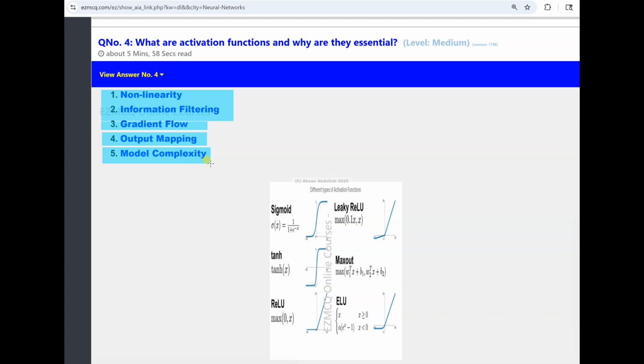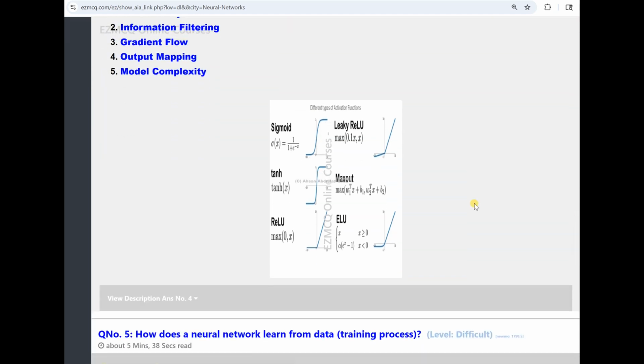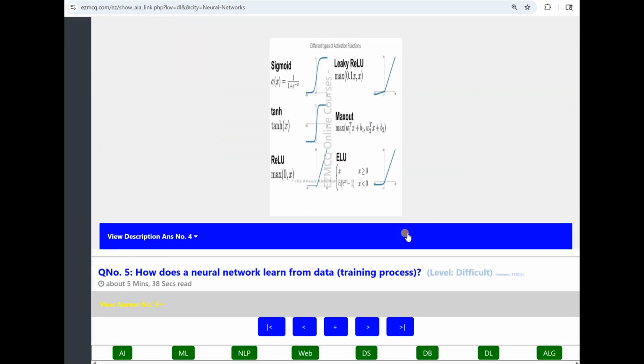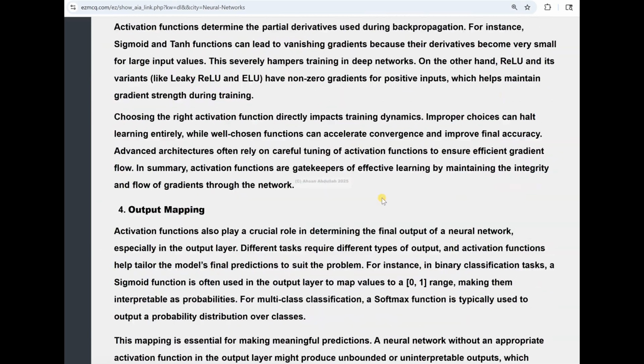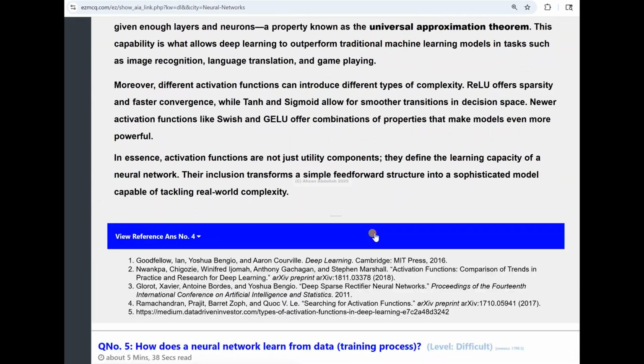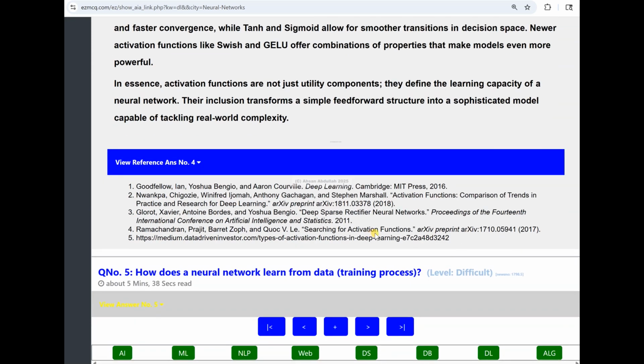And how does it become powerful? It is able to approximate complex and intricate functions, and it can solve sophisticated and complex tasks in image recognition, in image processing, in natural language processing, and so on. So here are the details if you are interested, and you should be reading these details. And here are the references. There are quite a few references.